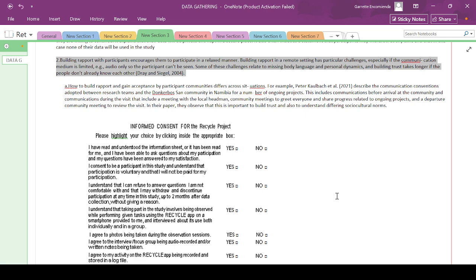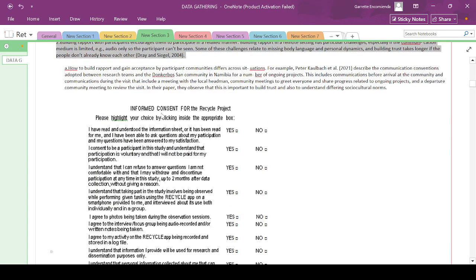How to build rapport and gain acceptance by participants' communities differs across situations. For example, Peter in 2021 described the communication conventions adopted between research teams and the Don Kerbosan community in Namibia for a number of ongoing projects. These include communications before arrival at the community and communications during the visit that include a meeting with the local headman, community meetings to greet everyone and share progress related to ongoing projects, and a departure community meeting to review the visit. In their paper, they observed that this is important to build trust and also to understand differing socio-cultural norms.